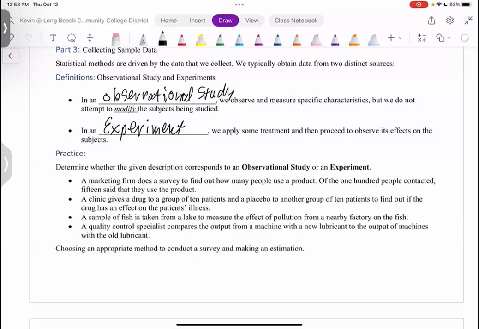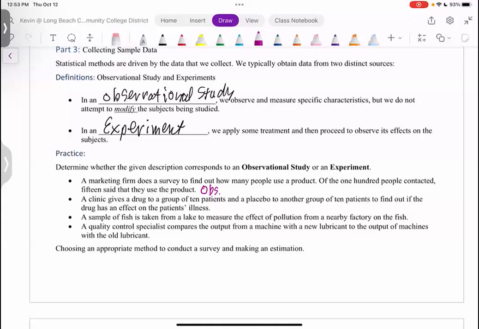And we're going to go through and decide which of these are an observational study or an experiment. All right. A marketing firm does a survey to find out how many people use a product. Of the 100 people contacted, 15 said that they use the product. This is an observational study, because they're not trying to modify anything. They're not trying to find out anything about the product itself. They just want to know who's using it.